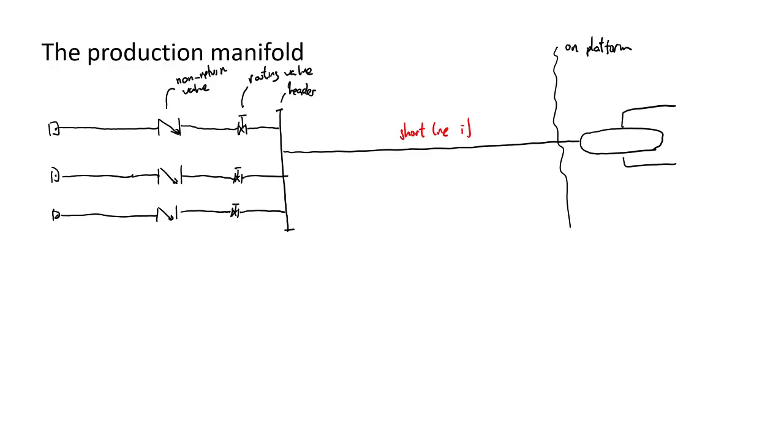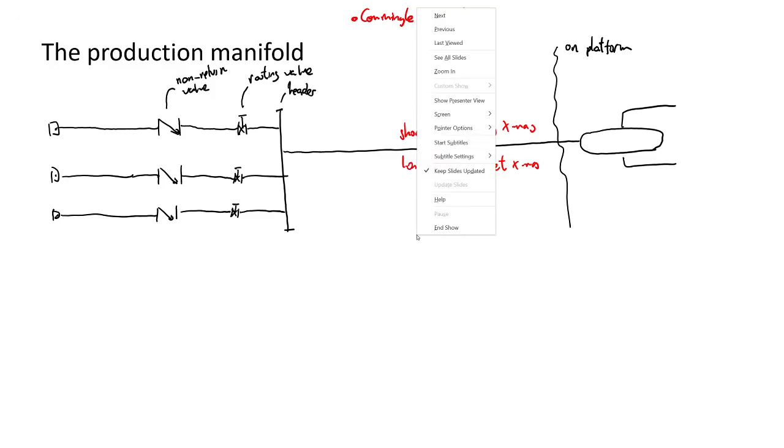Short line if dry Christmas trees, or long line if wet. Okay, but another function that it has, so let's write it here. The function is commingle production. Okay, but another very important function that it has is to route production, to be able to route or distribute production.